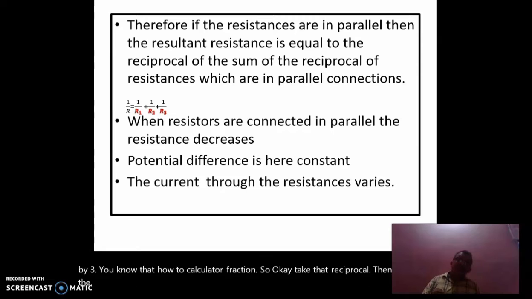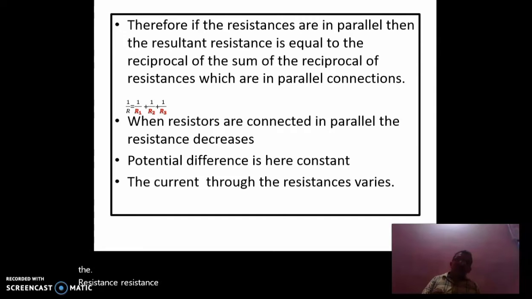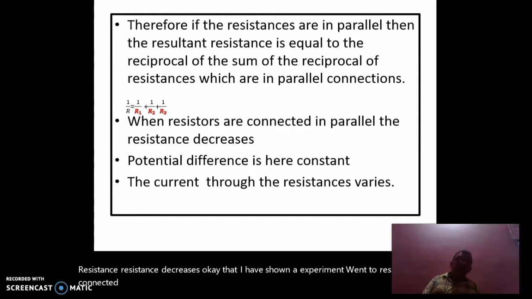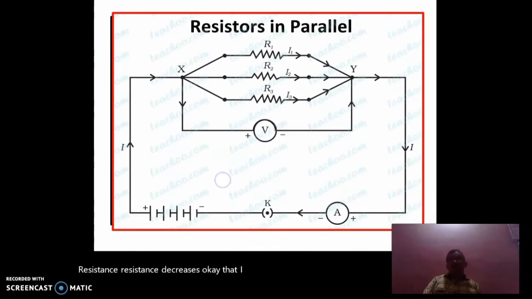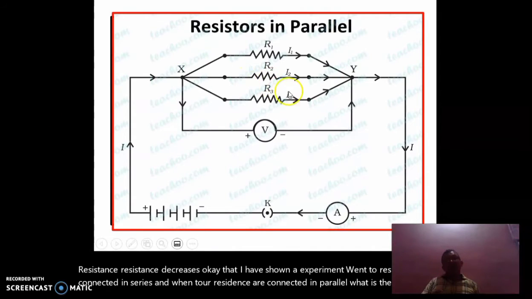Resistance decreases. Okay, on that I have shown an experiment when 2 resistors are connected in series and when 2 resistors are connected in parallel. What is the difference? The bulb glows very low when connected in series. That means current decreases, resistance increases. Okay. So now this is the parallel connection. So go through this parallel connection.